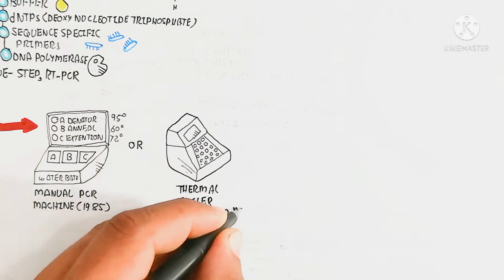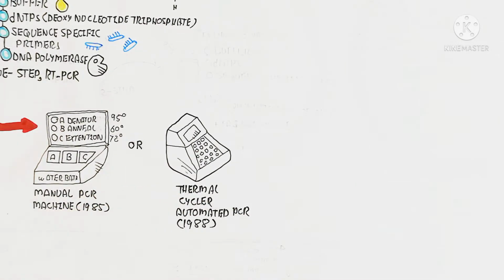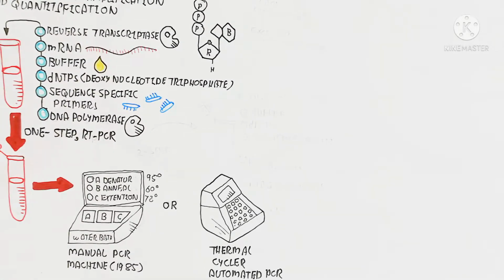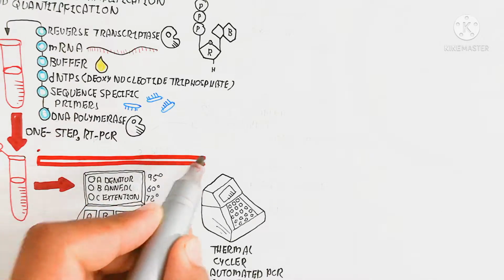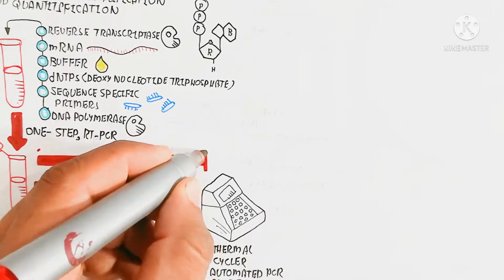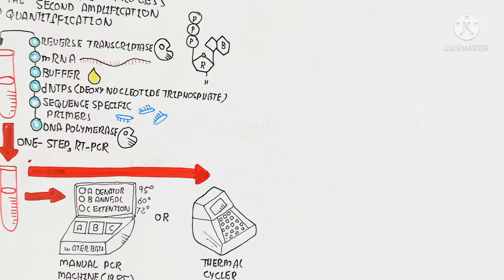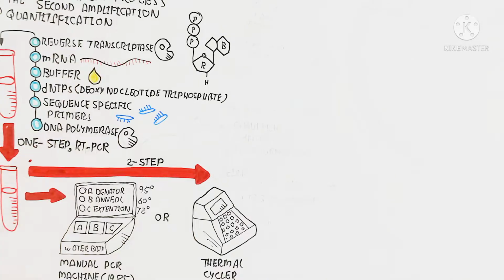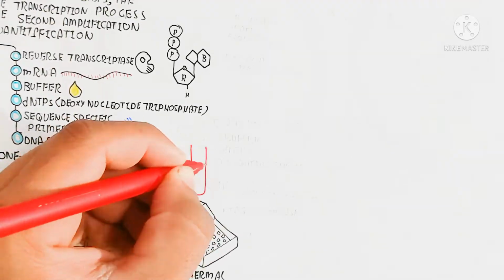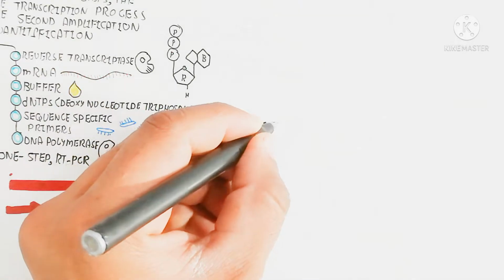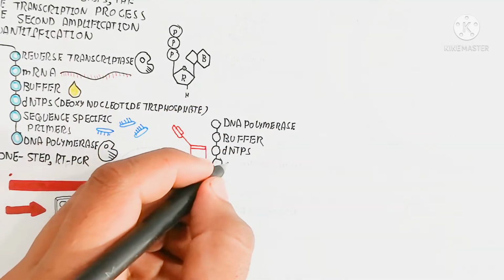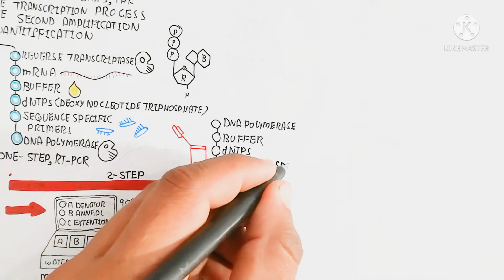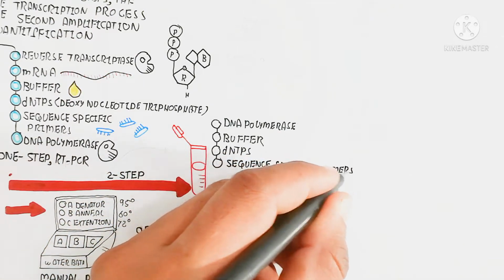For example, in the two-step process, the thermal cycler, the automated PCR, was invented in 1988. So here is the two-step PCR we can also use. In this way, we use the DNA polymerase and buffer, and on the other hand the deoxynucleotide triphosphates and sequence-specific primer.